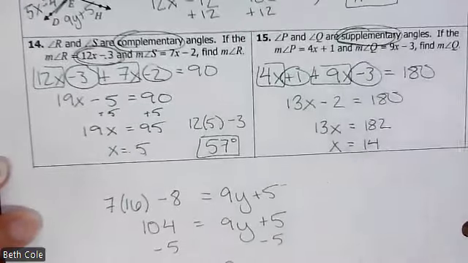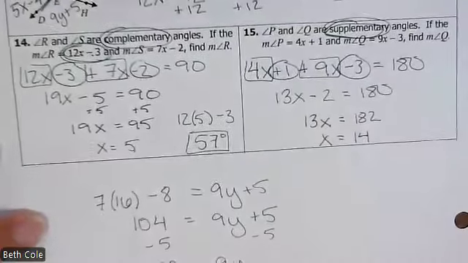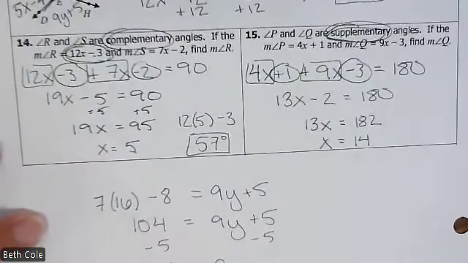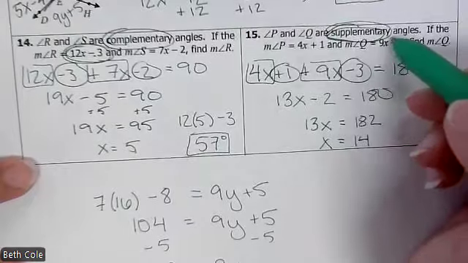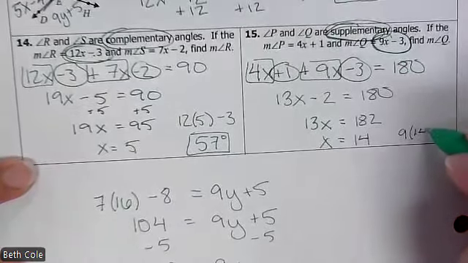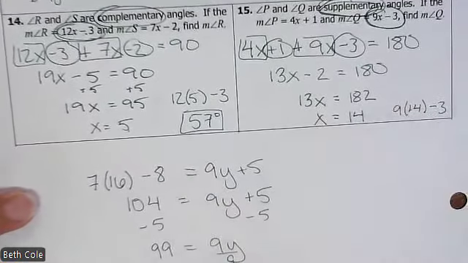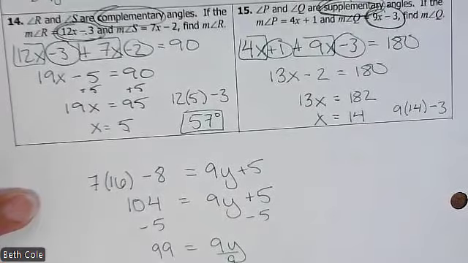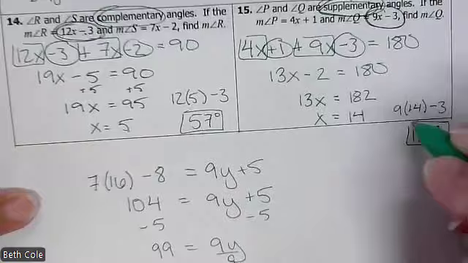Now did it ask for x or did it ask for something else? Q. Okay, so look back. You just have to read. Angle Q is 9x minus 3. So you're going to take that 14 and plug it back in. So 9 times 14. Oh, that was really close. It's 123.